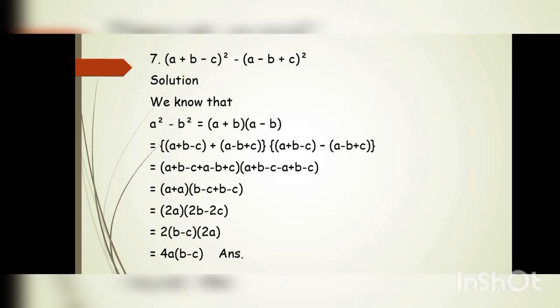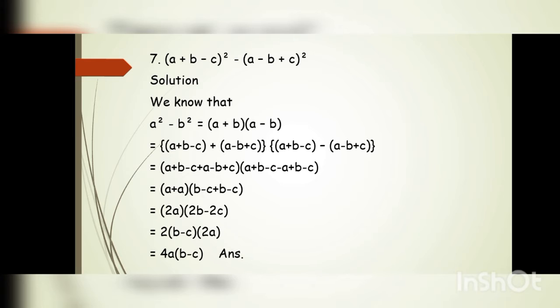Again we are going to apply that same formula which we are using. Here our a equals a plus b minus c and b equals a minus b plus c. Write it according to the right hand side of this formula, and we have got this, as you can see, in the third step. In the fourth step we have just gotten rid of the curly brackets and written it in round brackets only.